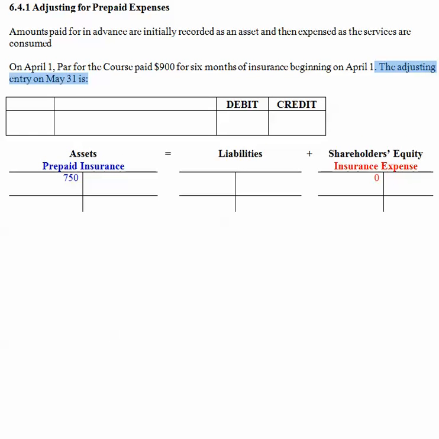So the adjusting entry for May, what you're going to debit is insurance expense, and that's the amount that you've consumed during that period. That's the coverage of insurance you got. You're not crediting cash because you paid for this before already. What you'll give up is some of this asset. The posting to the ledger, the T accounts, you'll debit 150 to insurance expense, and you'll credit prepaid insurance for 150, leaving us with a $600 balance. And then the insurance expense is the amount used of 150.